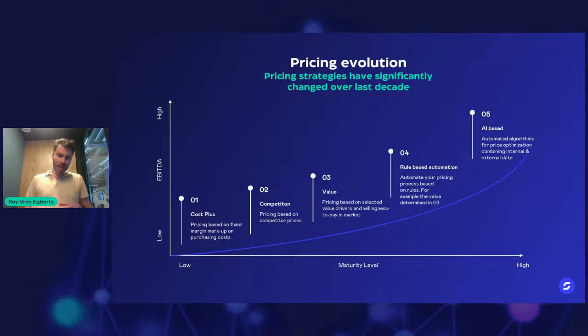Basically, the first maturity level is most of the time a cost-based plus or a margin markup strategy, where you're really looking at what's the cost of my product. I want to have a minimum margin or a markup, and that's my selling price, which is mostly done via Excel or can even be done via an ERP system, but it's not a very sophisticated way of doing it. But at least you make sure you always have a margin target and you're okay to deal with that. Then we have the second step.